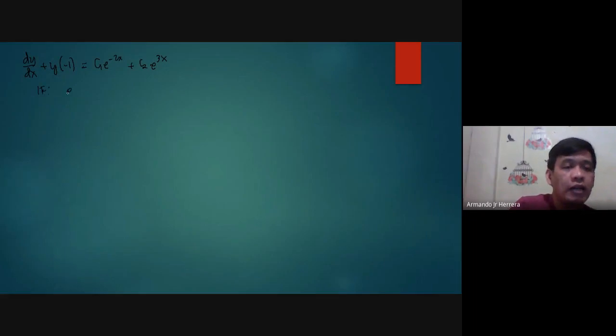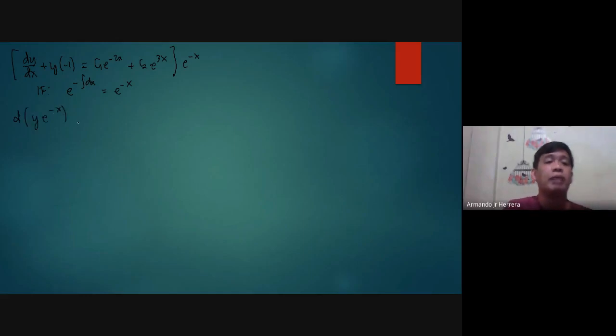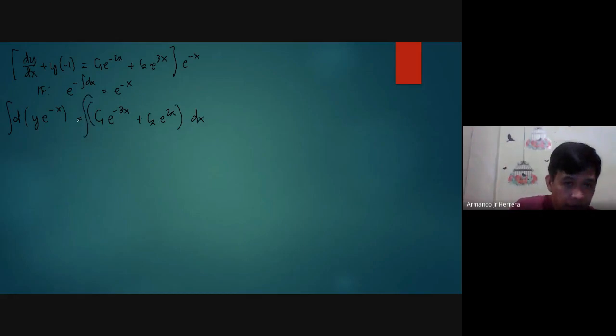So our integrating factor is e raised to the negative integral of dx, which is e to the minus x. Multiply our DE with our integrating factor. So that's the derivative of the dependent variable y and our integrating factor e to the minus x equals c1 e to the minus 3x plus c2 e to the 2x. Then integrating to eliminate that derivative, that's y e to the minus x equals c1 e to the minus 3x plus c2 e to the 2x plus c3.